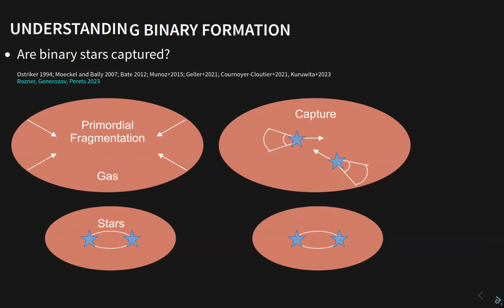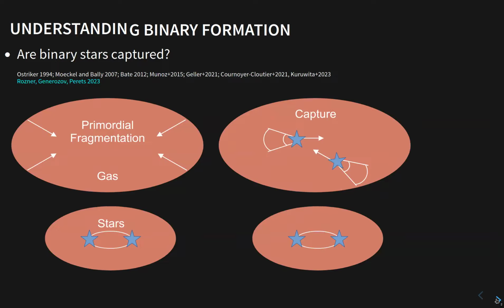Okay. So I became interested in the problem of binary formation a few years ago, and I was motivated by this question: are binaries captured, or are they forming together? So one of the main ways we think binaries form in a star-forming environment is that you have some gas structure, like a turbulent core or a gas filament, that fragments into a binary, right? That's the scenario that's shown on the left. And there you would get something that could be bound from the beginning.